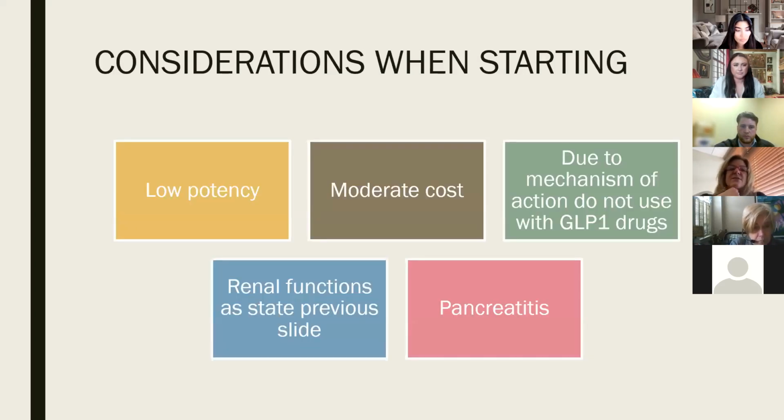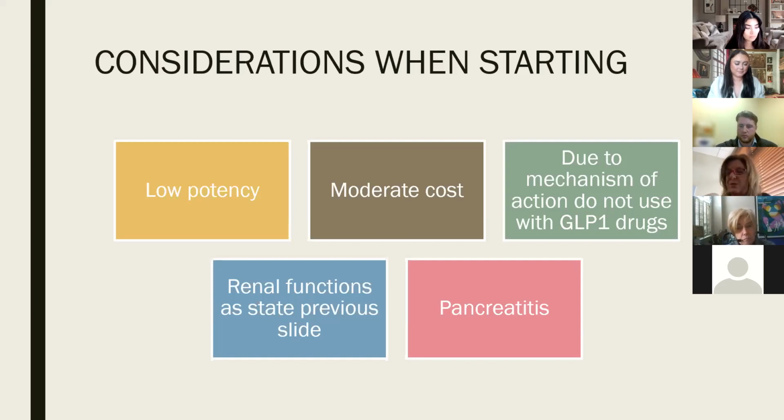So these are the considerations. Again, it's low potency, so you're not going to get a whole lot of bang for your buck. Patients that need an A1C moved 2%, 3%, it's probably not going to do it. But someone who just needs tweaking would be a good consideration. Again, the elderly, so it's not going to induce those low blood sugars.